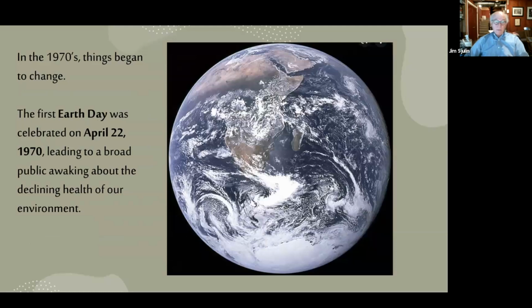So I wanted to have something that was symbolic of change. And of course, the 1970s Earth Day occurred in April, but things were happening both at the state level in Oregon and at the local level, beginning in the 1970s. Next slide.